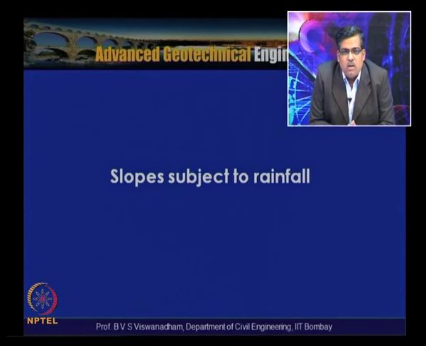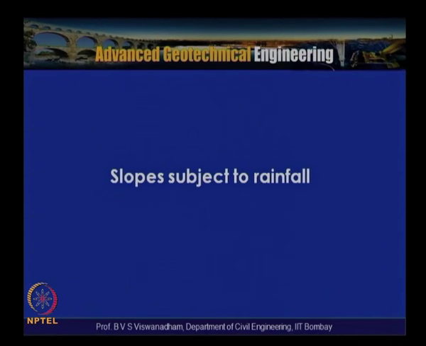So, after having discussed this particular issue of rapid drawdown condition and method, what will happen when slopes, which as we discussed can be natural slopes or man-made slopes, or conventional retaining walls, are subjected to, say, rainfall storms?